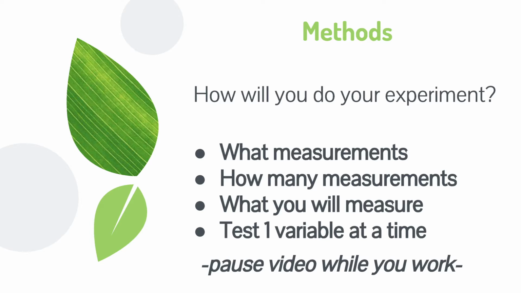For example, if I was studying trees in the forest and the effect that both water and sun had on these trees, I would want to make sure that I only tested one of these things at a time. For example, to test water, I would keep the amount of sun that any tree got the same and change the amount of water. To test sun, I would do the opposite. I would test the amount of sun that each tree got, but keep the amount of water the same. You can pause this video while you write out your methods section and restart once you're done.